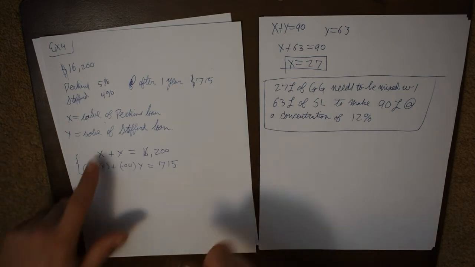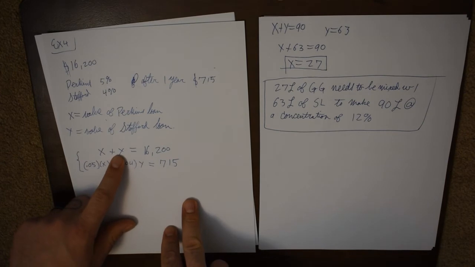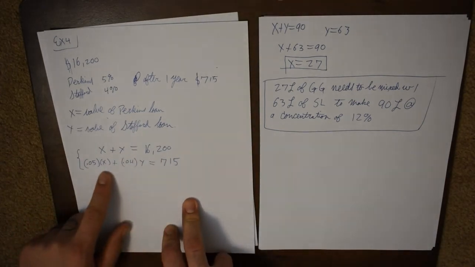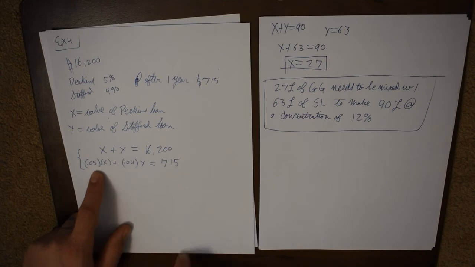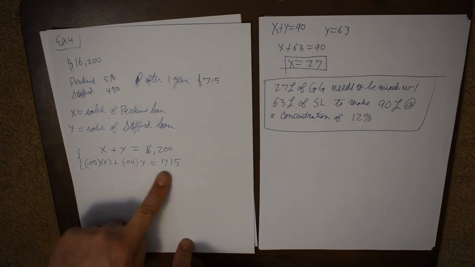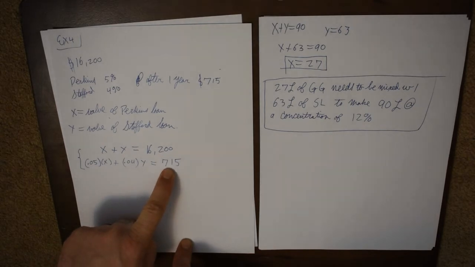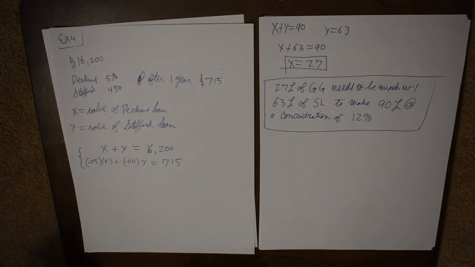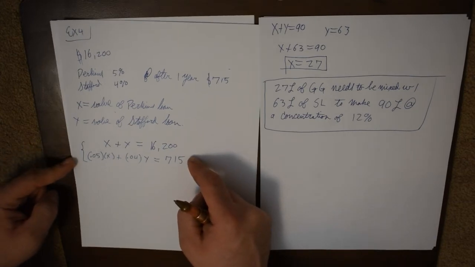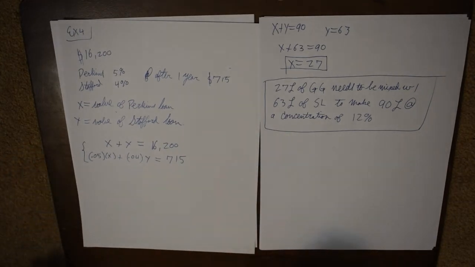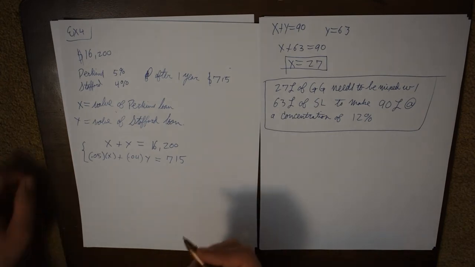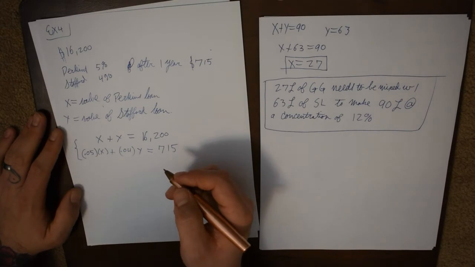We know that the value of this loan plus the value of the other loan is equal to the value of the loan in total, and we know that the interest paid on this part of the loan plus the interest paid on this part of the loan is equal to the total interest. Once again, I'm going to rewrite this bottom equation to make it look a little bit nicer to me, and then we will continue.